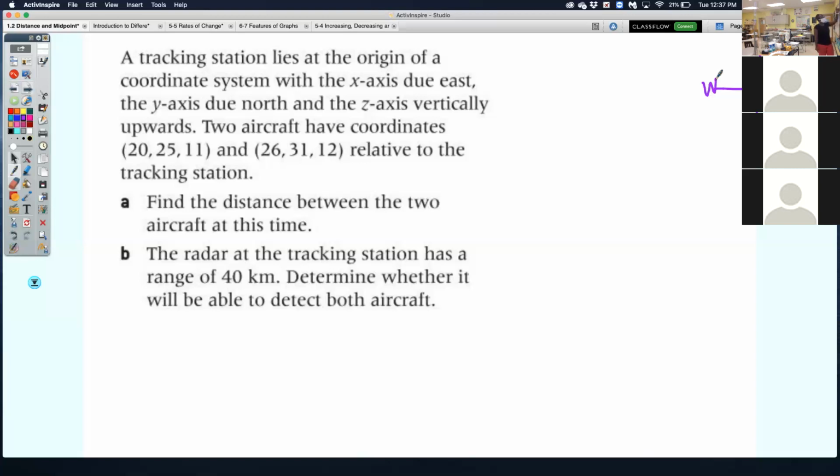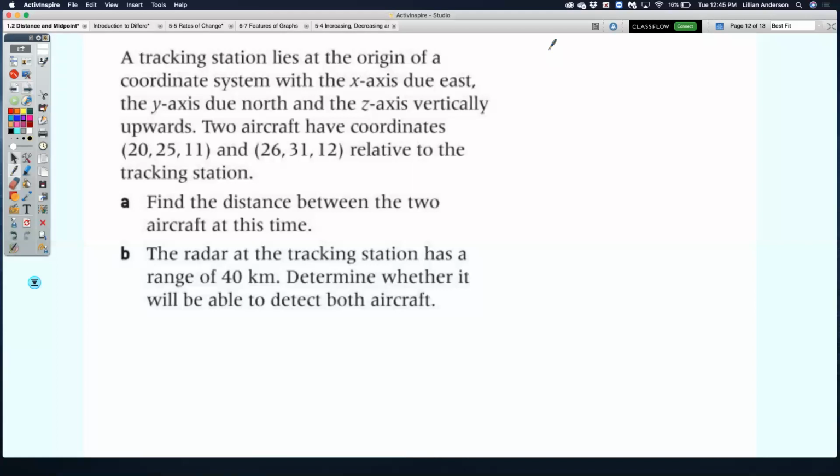But essentially, we have 2 aircrafts that have the coordinates of 20, 25, 11, and 26, 31, 12, relative to the tracking station, which is located at the origin. What are the coordinates of the origin again? 0, 0, 0. Wonderful. So what I want you to do on your paper is find the distance between the 2 aircrafts at this time. And then we'll come back together and do B together. You're finding the distance between them.